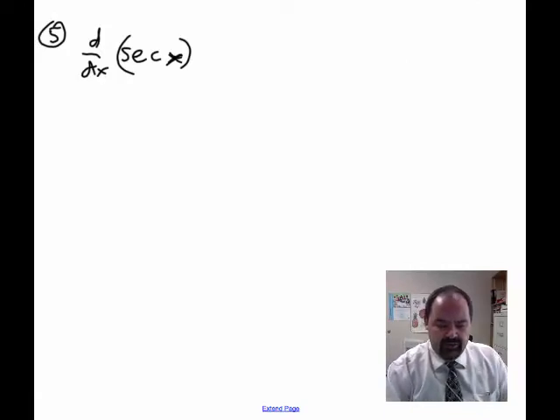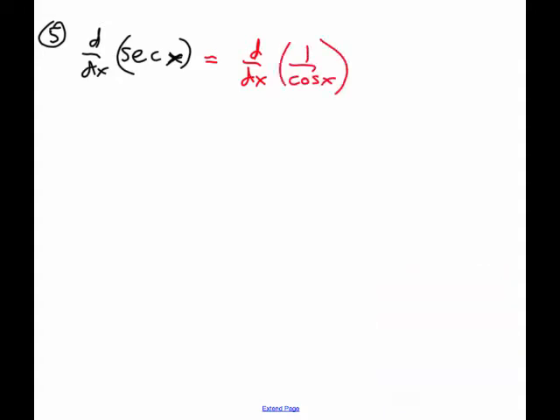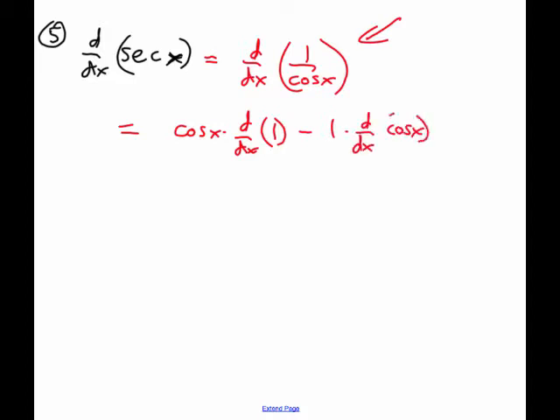Alright, let's work with the derivative of secant x. Secant x is a more complex graph. To get the derivative, I'm going to write secant in terms of something I already know the derivative of, which is cos. I know that secant is 1 over cos. Now I'm going to apply the quotient rule here. The quotient rule says the bottom function times the derivative of the top, minus the top times the derivative of the denominator, divided by the denominator squared.